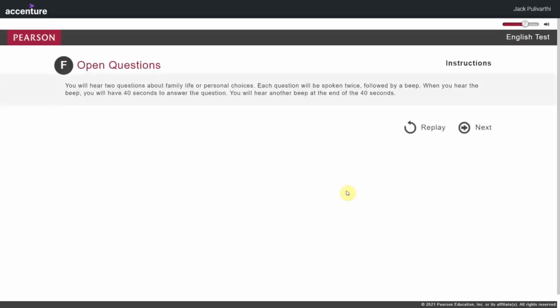Part F, Open Questions. You will hear two questions about family life or personal choices. Each question will be spoken twice, followed by a beep. When you hear the beep, you will have 40 seconds to answer the question. You will hear another beep at the end of the 40 seconds.